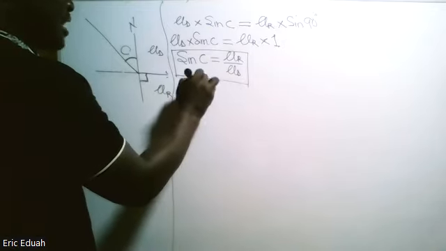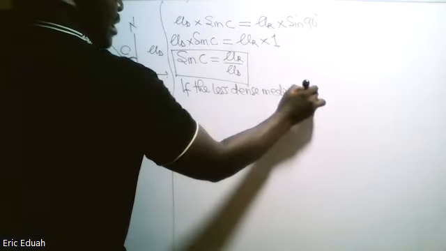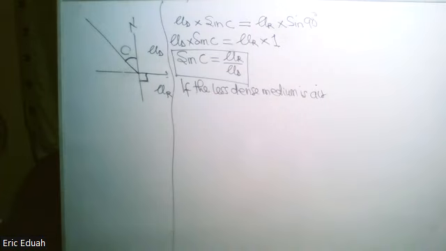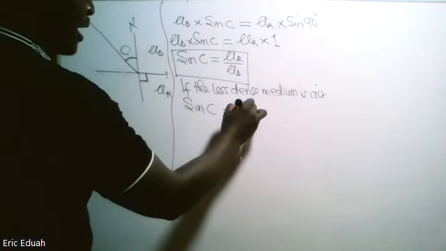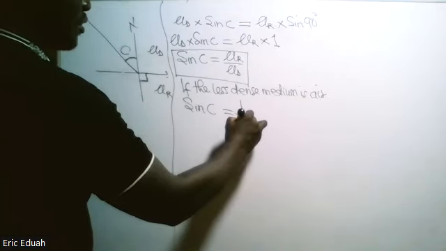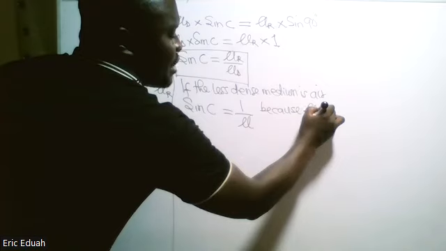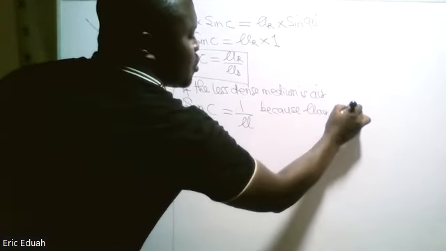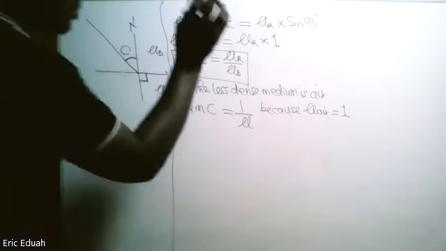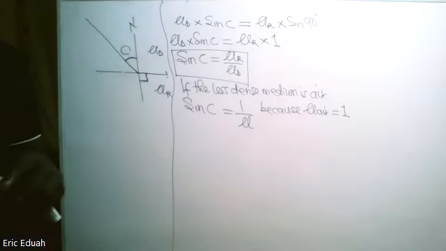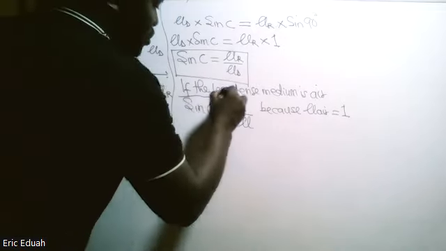But if the less dense medium is air, then the equation becomes sine C is equal to 1 over the absolute refractive index of the denser medium, because the refractive index of air or vacuum is equal to 1. So this is when the rare medium is air, and this is when the rare medium is not air. When a question is given to you, you have to look at the situation to decide whether you are using this or you are to use this one.